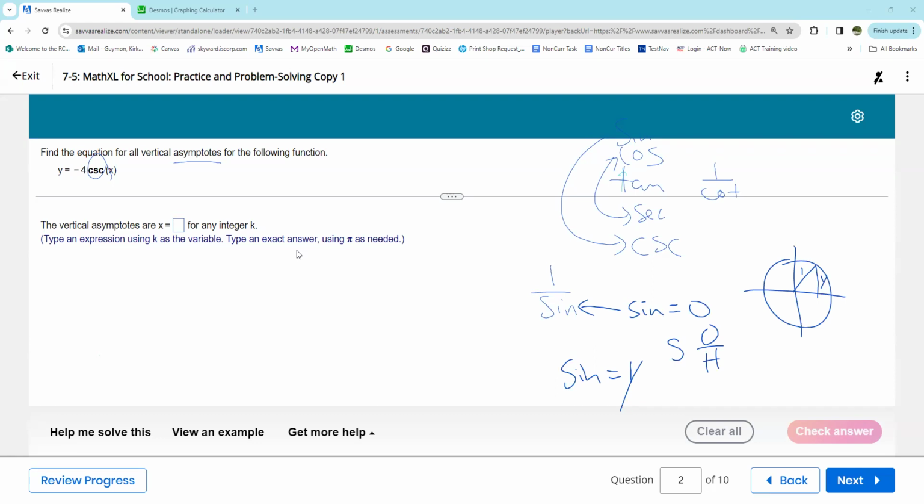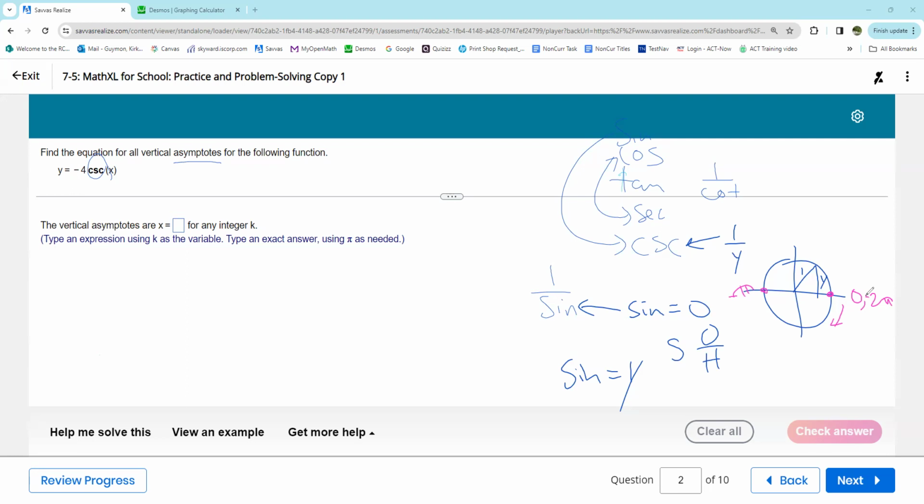So if we're talking about cosecant, we're talking about 1 over y, and we're talking about where the y's are equal to 0. Well, my y's are equal to 0 on the x-axis, right? So if I'm right here on my 0, or over here on my pi, or when I get back to 2 pi, or if I was doing negative rotations, a negative pi and all the way around to -2 pi. So that's where all my asymptotes are, and they ask, find the equation for all vertical asymptotes.